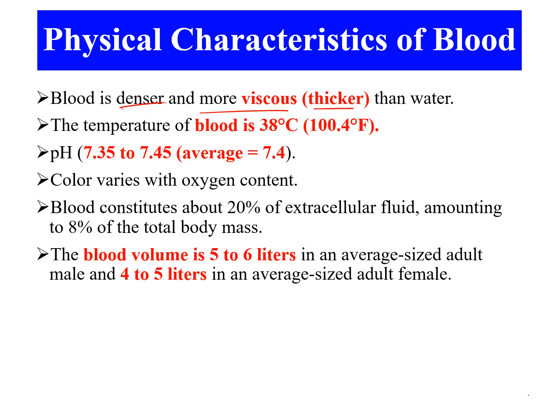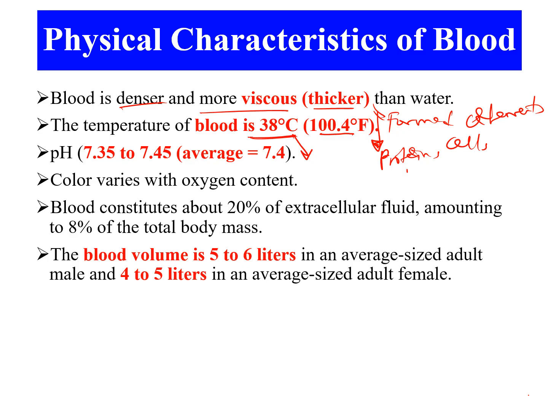The reason blood is denser and more viscous is because of the formed elements that are present in blood, which are the cells and the cell fragments: the white blood cells, the red blood cells, and the platelets. The other thing that makes blood thicker and denser is the dissolved proteins that are present in plasma. The temperature of blood is about 38 degrees Celsius, which is about 100.4 Fahrenheit.